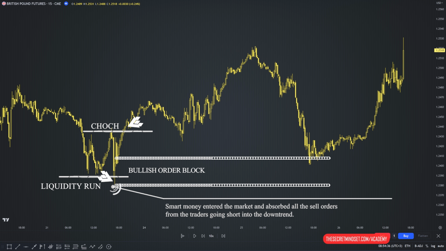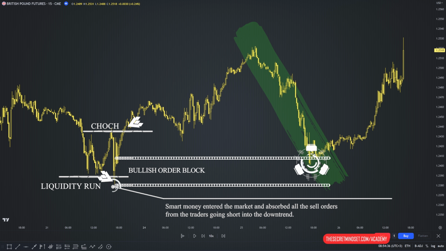Both of our conditions were met. And soon after the break of the high, we see another drop taking place. This drop causes a lot of retail traders to start shorting again, believing the move higher was simply just a pullback to the downtrend.